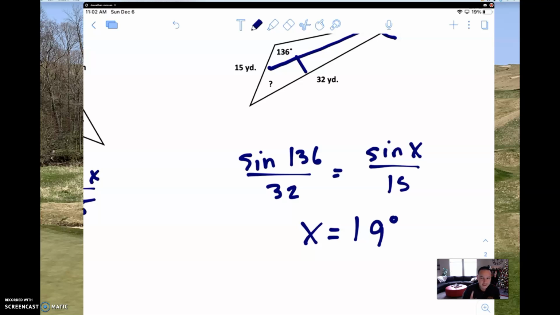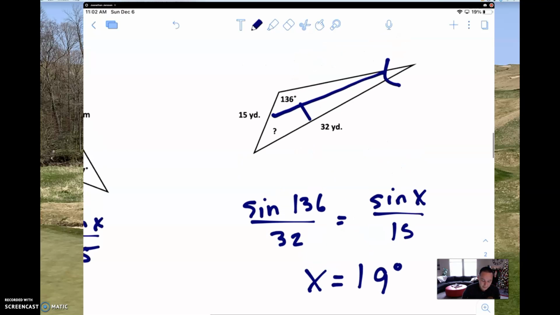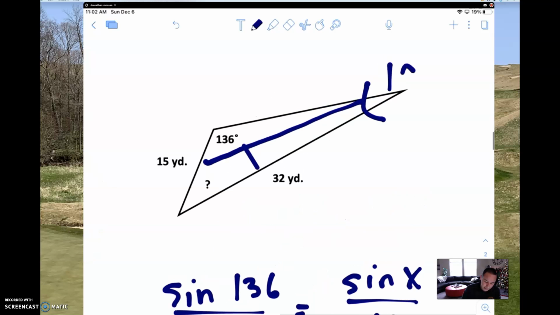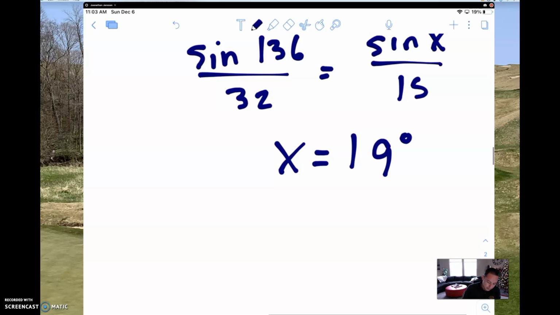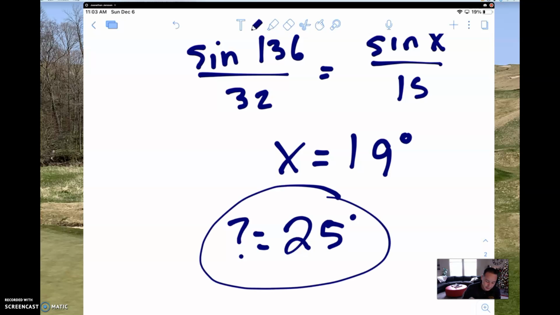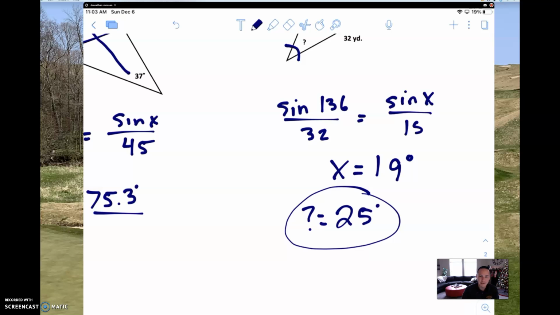However, that's not the angle that I was asking for. So I do know that this is now 19 degrees, but remember, a triangle has 180 degrees in it. So if you want to find this last angle, the one that was actually being asked for, you can just subtract from 180. And if you do that, we end up with the missing angle is equal to 25 degrees. So be careful of what they're asking for. Sometimes you might have to have another step in between.